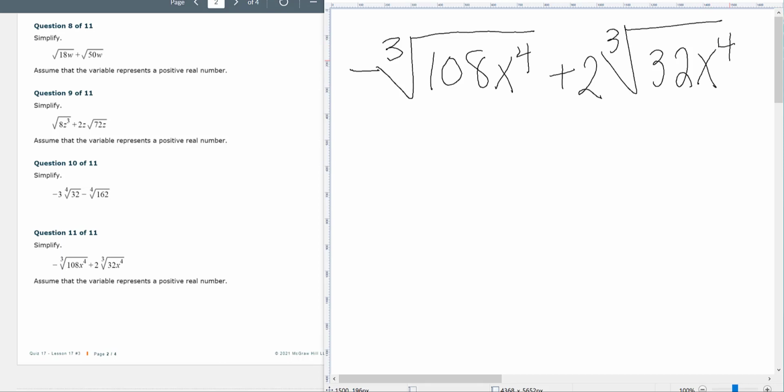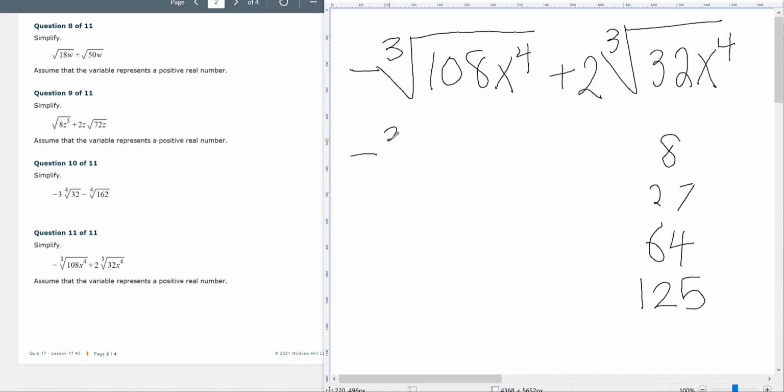I need to think of my cubes other than 1. 1 cubed is 1. It won't do us any good. 2 cubed is 8. 3 cubed is 27. 4 to the third is 64. 5 to the third, you can do these on your calculators, 125. I don't need to go anymore because my radicands are both less than 125.